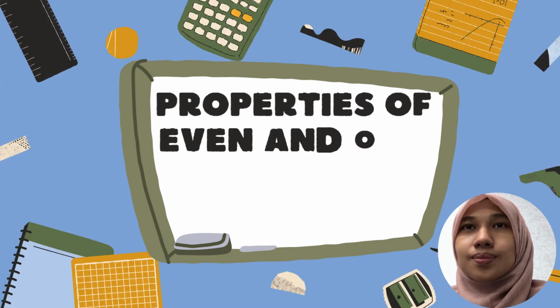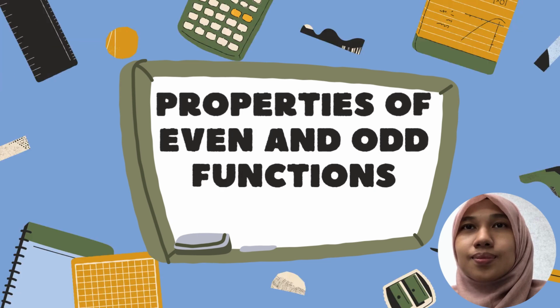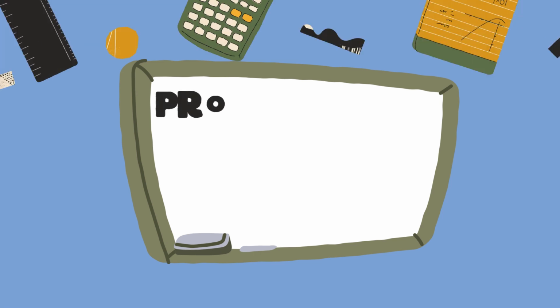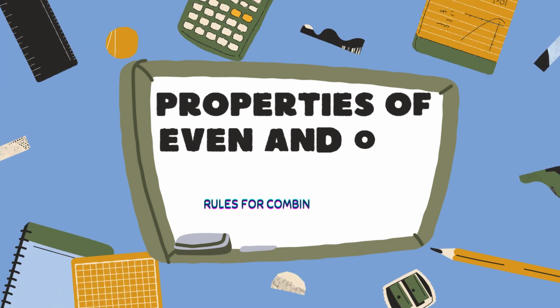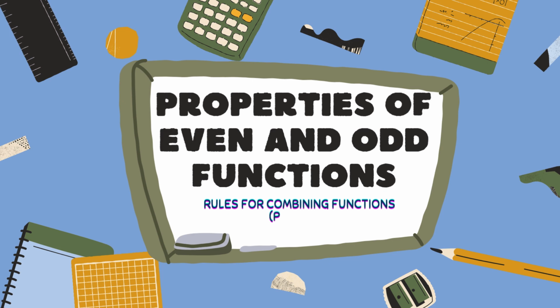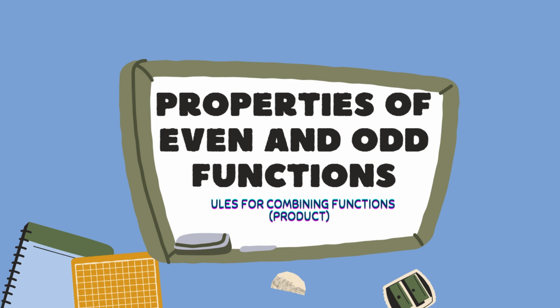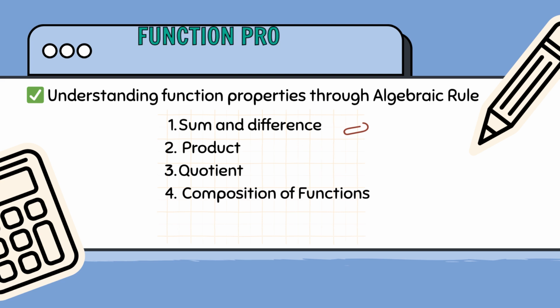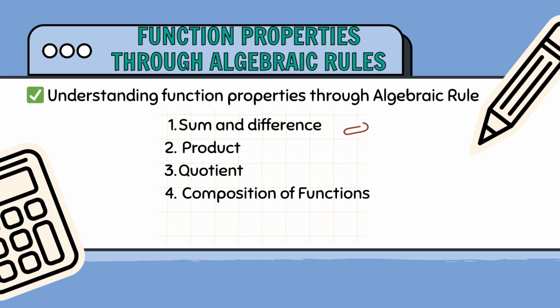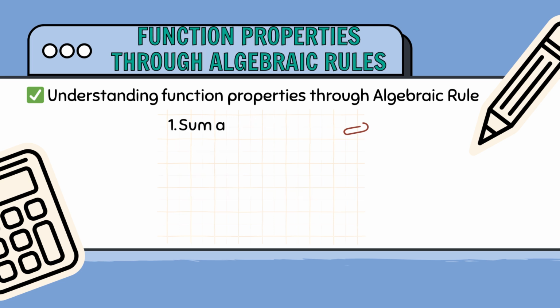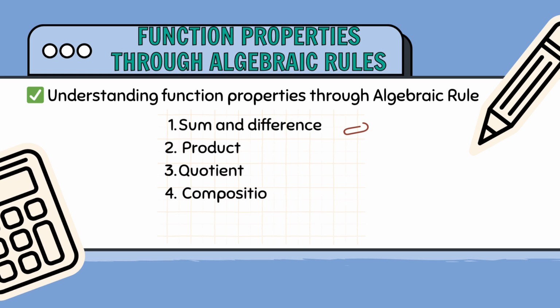Welcome to the final parts of this topic, properties of even and odd functions. Let's explore what happens when we add, multiply, or compose even and odd functions. Now, let's look at the combined properties of even and odd functions through algebraic rules. There are four main types: addition or subtraction, product, quotient, and composition.